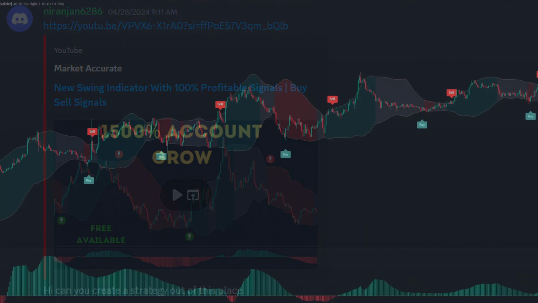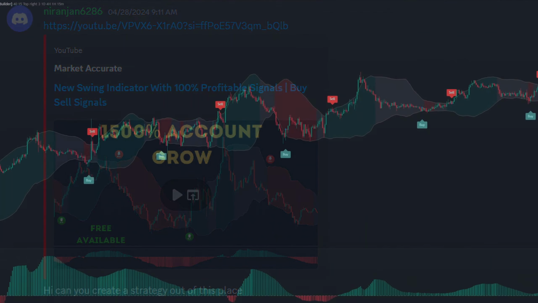So the entry rules are absolutely simple. We will enter in a long position whenever we have a buy signal from the Trend Vista indicator and our BB trend shows a green histogram bar, so basically is above 0. Whereas for a short position we need the sell signal from the Trend Vista swing indicator and the BB trend shows a red histogram bar, so it's below 0.